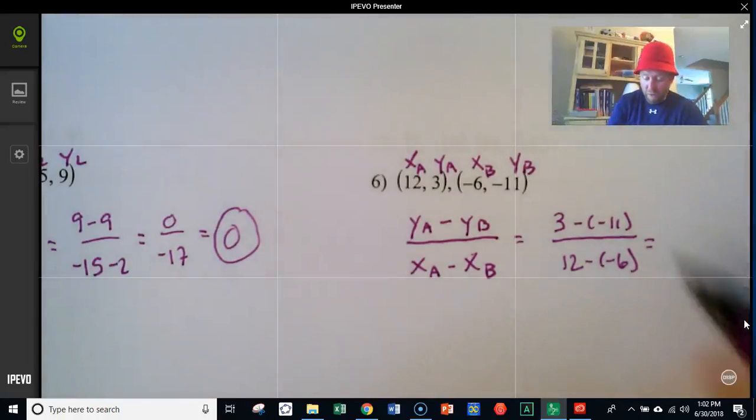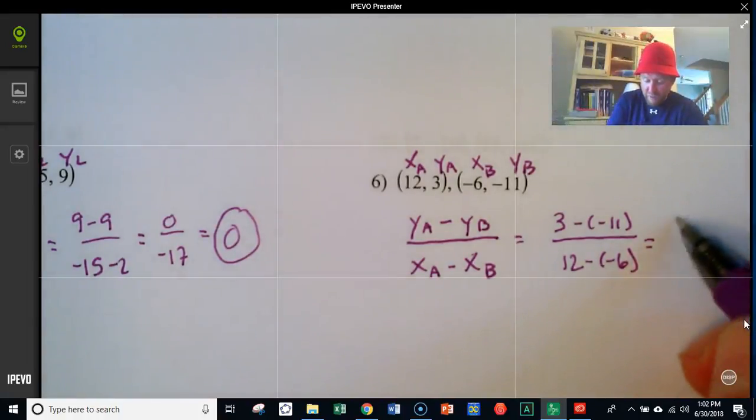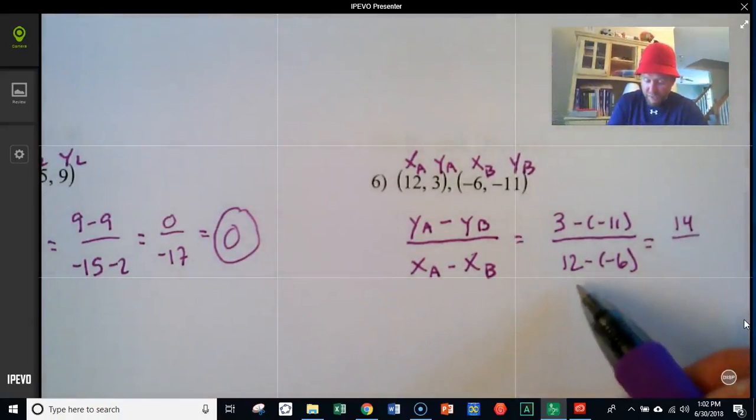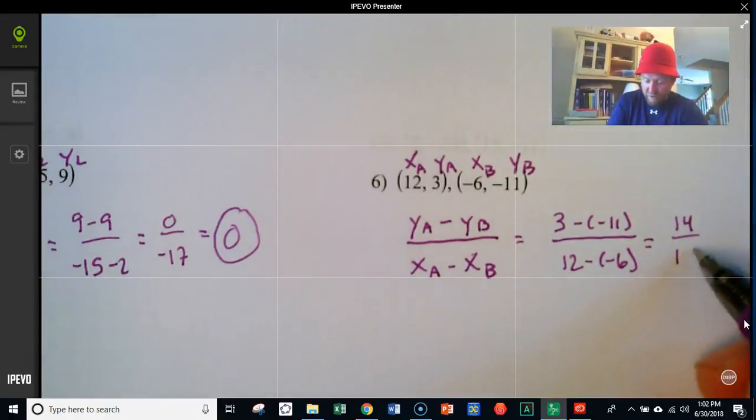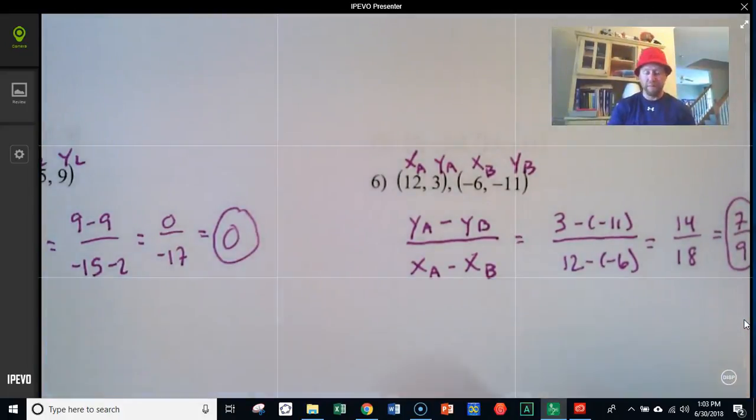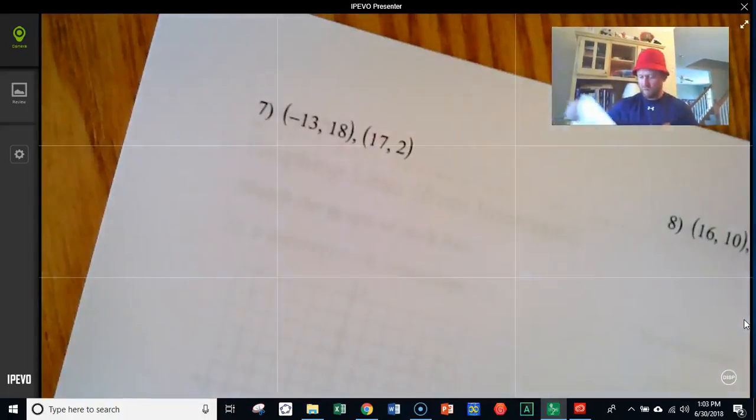Okay? So 3 minus negative 11 is 14. 12 minus negative 6 is 18. And this simplifies to 7 over 9. Okay? So let's look at a few more.